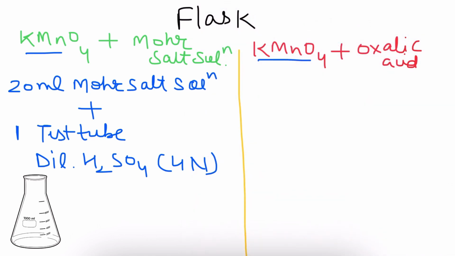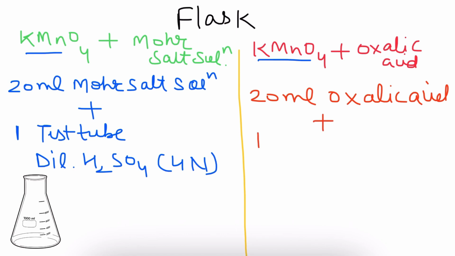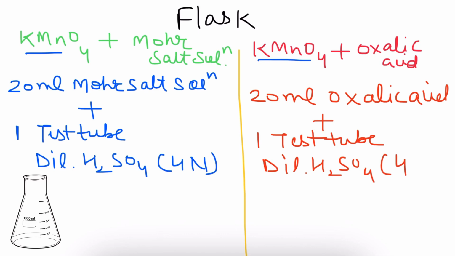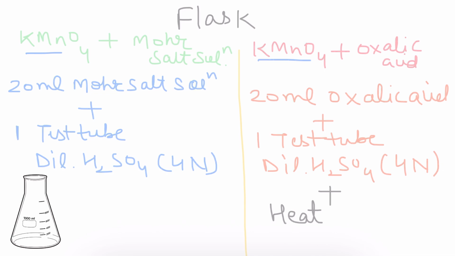In case of titration of KMnO4 with oxalic acid, in the flask we take 20 ml of oxalic acid, or you can also take 10 ml of oxalic acid. The 20 or 10 ml of oxalic acid is pipetted out, and to this we add one test tube full of 4N dilute sulfuric acid, and along with this we heat the reaction mixture to a bearable temperature. Don't boil the solution. To accelerate the reaction, we simply heat it.